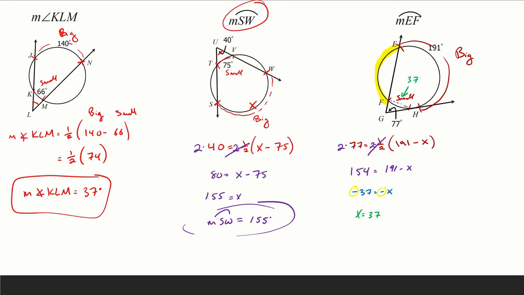So from here, what we're going to do is take 360 degrees, which is the full circle, and subtract 191, which is the big arc, and the small arc, which is 37. That's going to give us the arc measure of EF, which in this case is going to equal 132 degrees.